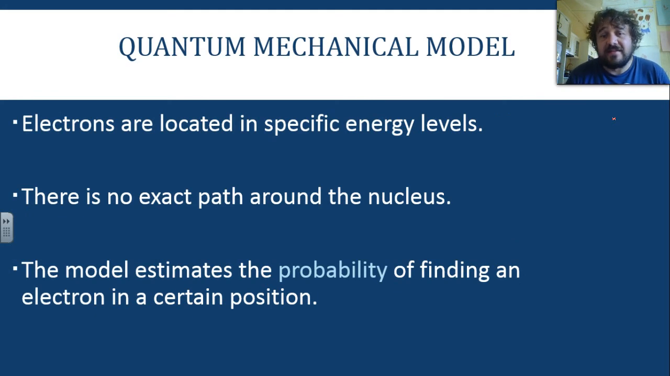So electrons are located in specific energy levels. There is no exact path around the nucleus. In actual fact, what we know about it is that each electron takes all paths around the nucleus at the same time, which is really crazy. So the model estimates the probability of finding an electron in a certain position.